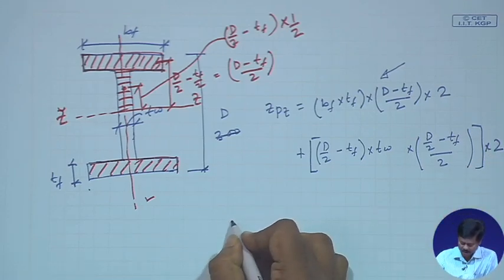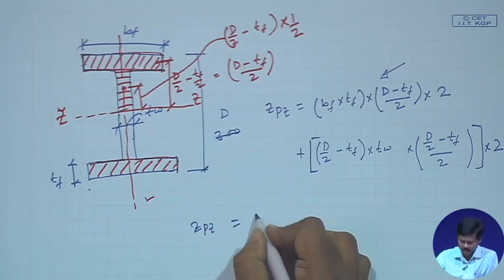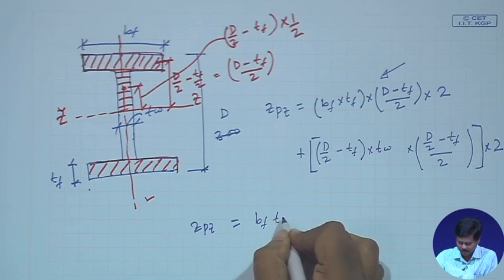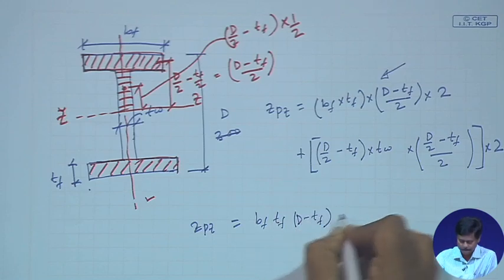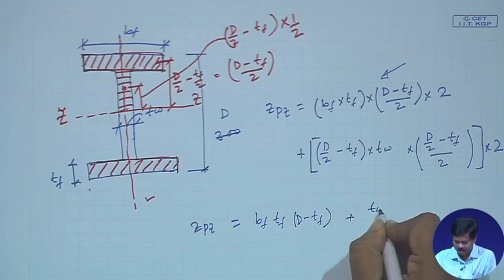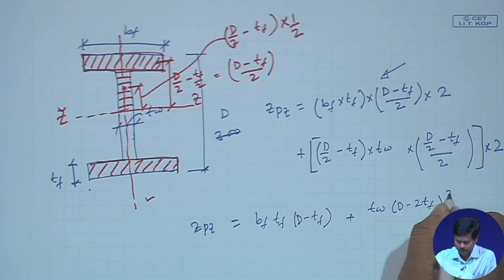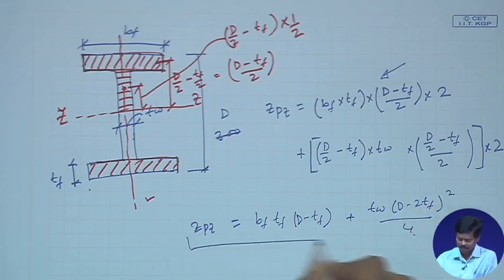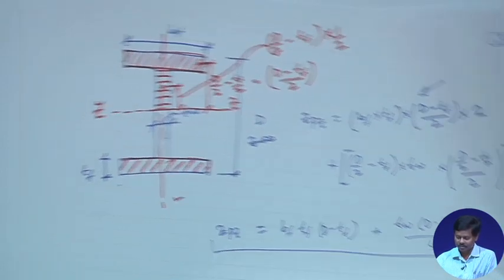So, after simplifying, the Z p z value we will finally get as B f into T f into (d minus T f) plus T w into (d minus 2 T f) whole square by 4, right. So, Z p z we can find out as this. Similarly, we can find out the value of Z p y.